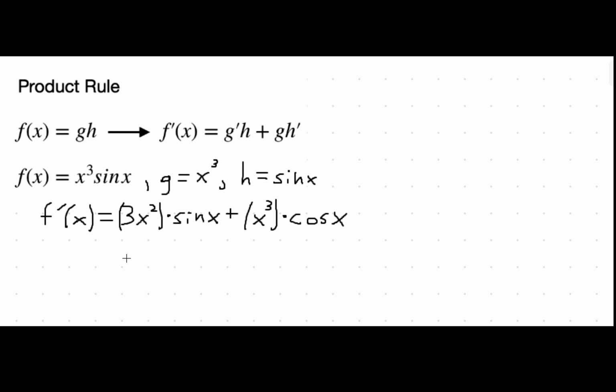So now our final answer is going to be 3x squared times sine x plus x to the third times cosine x.